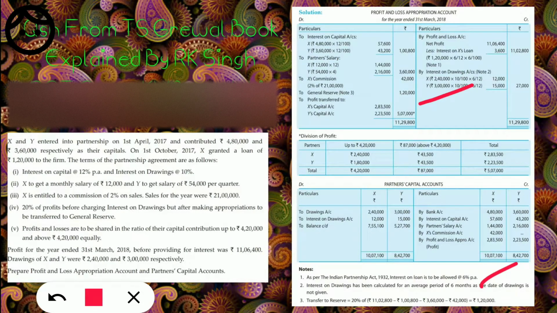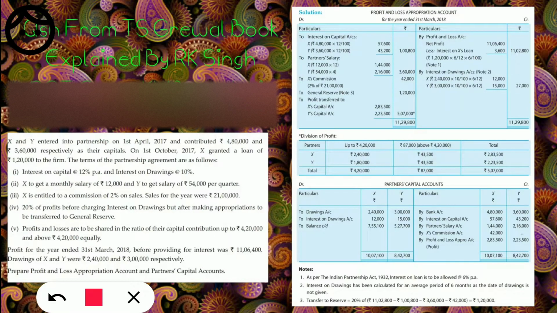Now this general reserve will not be recorded in the credit side of partners' capital account. Why? Because it is a general reserve. It is not a part of any partner's personal capital account. So it will directly go into the new balance sheet.